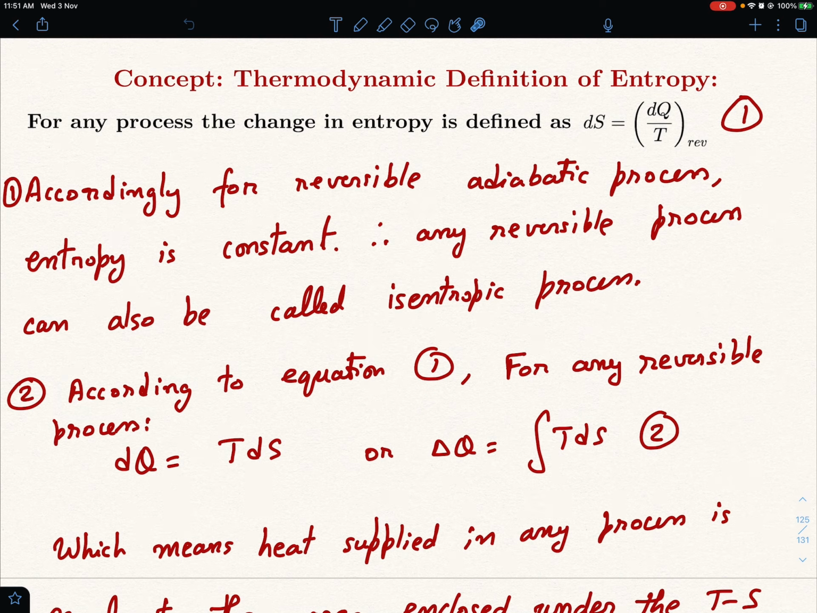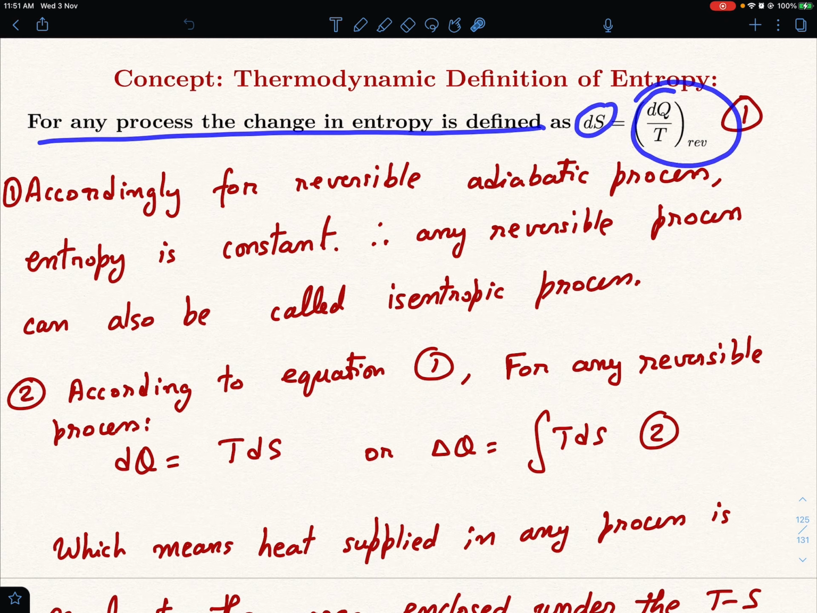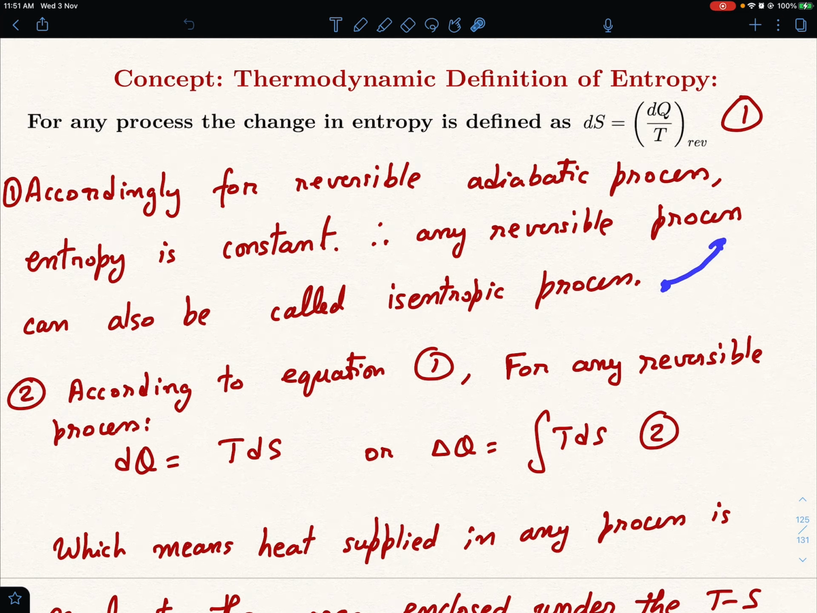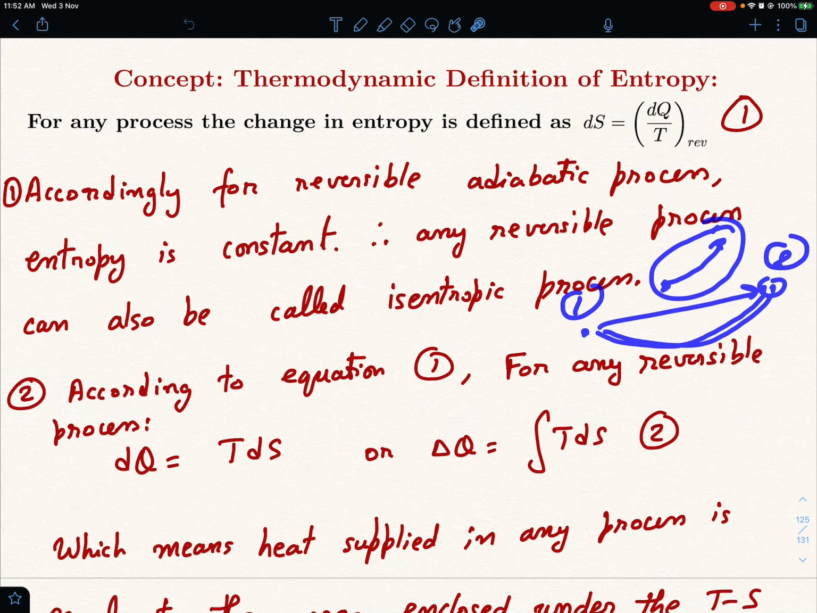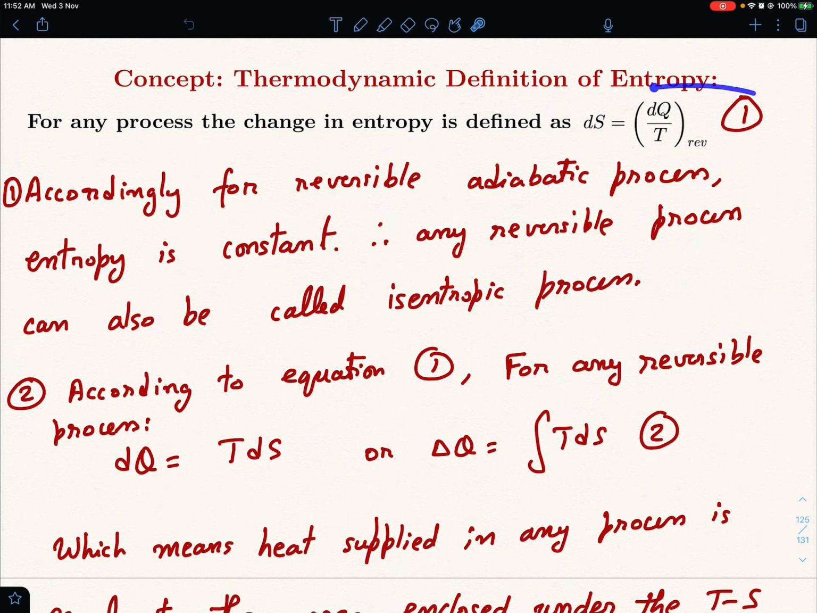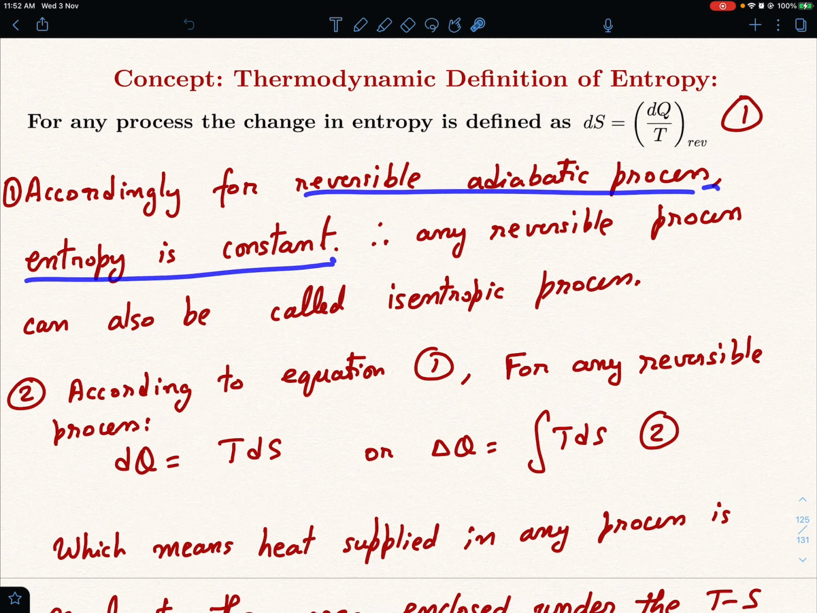So let's see. First of all, I am going to define the meaning of entropy. This is the thermodynamic definition, of course; there is also a statistical definition of entropy that we are not going to discuss here. For any process, the change in entropy is defined as dS = dQ/T for a reversible process. So if any gas is going from one state to another, we need to find the integral of dQ by T, and even if it's an irreversible process, we have to find a reversible path between the first state and the second state to calculate the entropy. This is the basic definition of entropy.